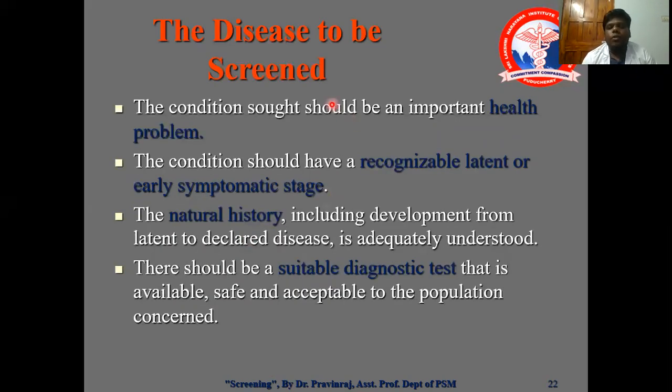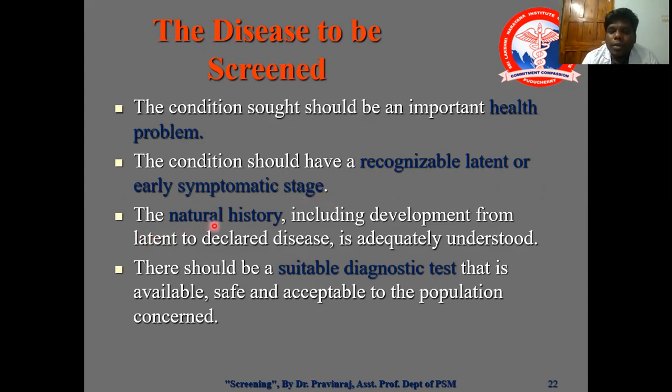First, when it comes to disease, the disease which we are going to screen should be an important public health problem, like tuberculosis or HIV. These are the major public health burdens we have right now in India and also globally. So these should be our target, and we should develop screening tests for these. Then the condition should have a recognizable latent or early symptomatic stage. We should be able to find the early symptomatic stage or recognizable latent phase. Then only can we apply a screening test.